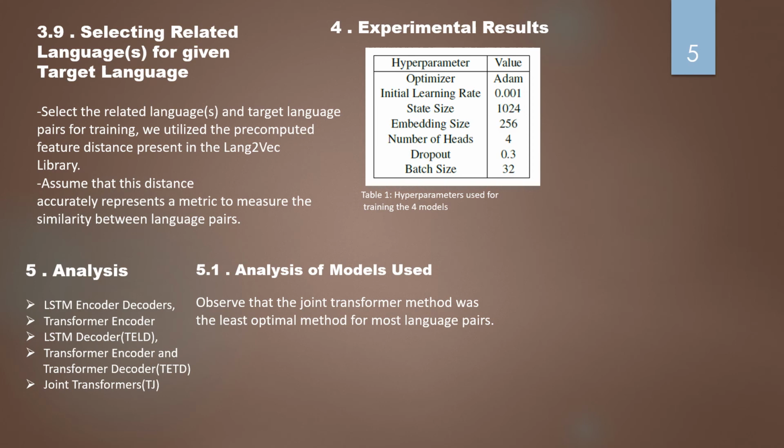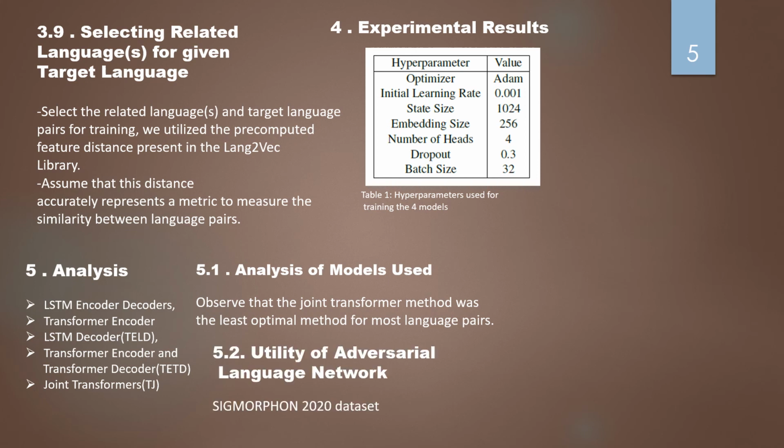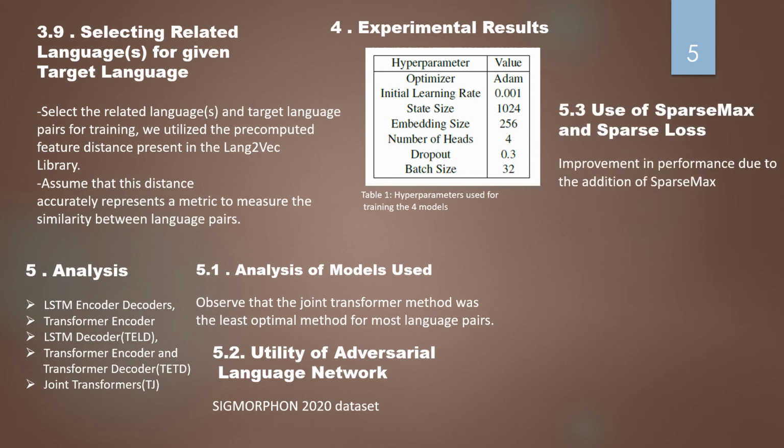There is 5.1, analysis of models used: accuracy obtained on 6 languages from the SIGMORPHON 2020 dataset in the unconstrained setting, where the languages were trained in conjunction with related languages. Related languages have been presented in their ISO 639-3 code format. 5.2 subsection: utility of adversarial language network. Accuracy obtained on 6 languages from the SIGMORPHON 2020 dataset in the constrained setting, where the languages were trained without using any related languages.